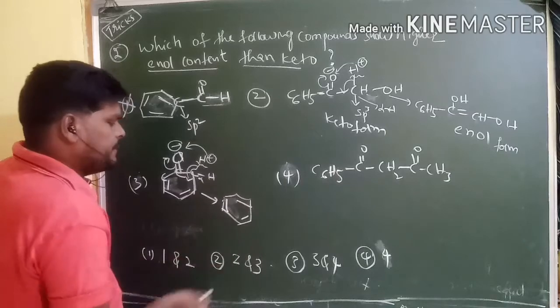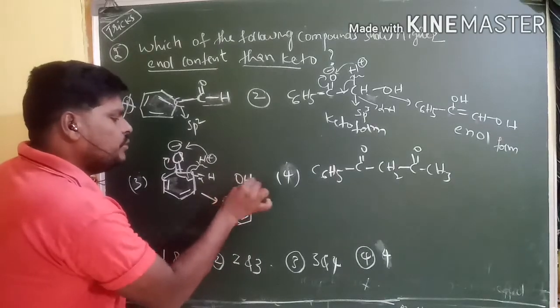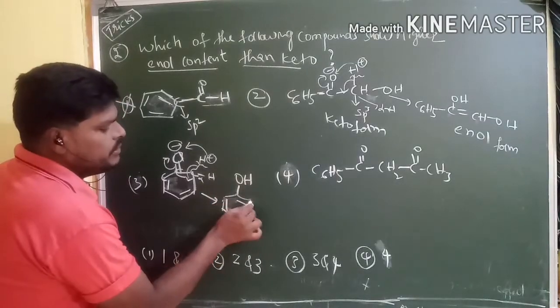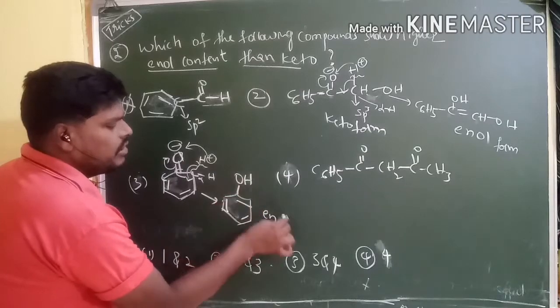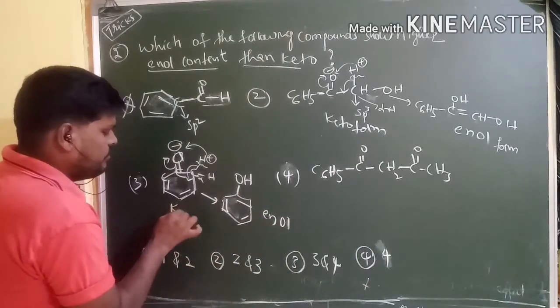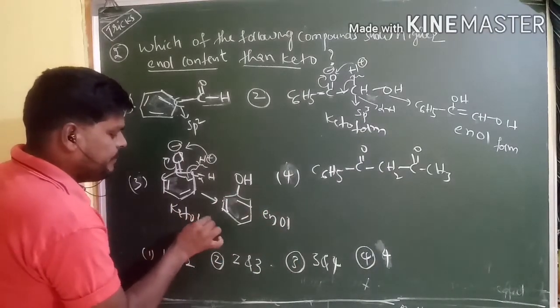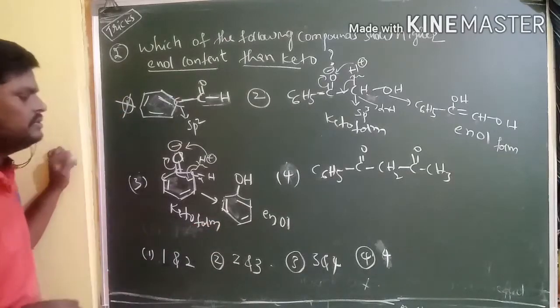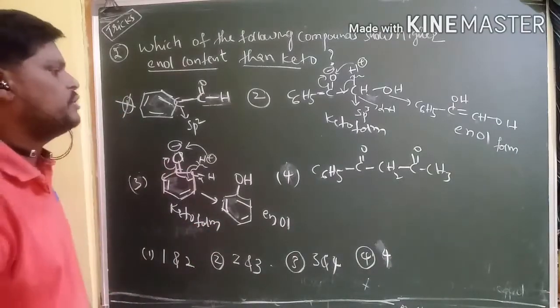So a new bond appears here and it gets OH, right? Here also carbon to carbon double bond, and with the alcohol suffix it is the enol. Now this is the keto form, right? So it also exhibits tautomerism.